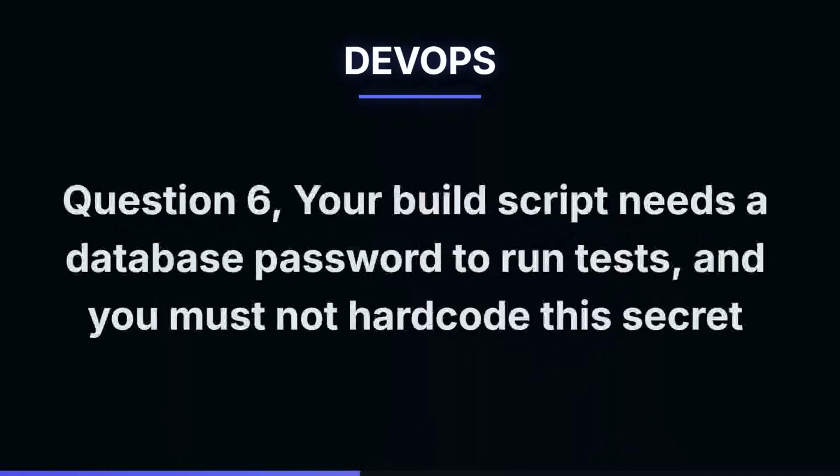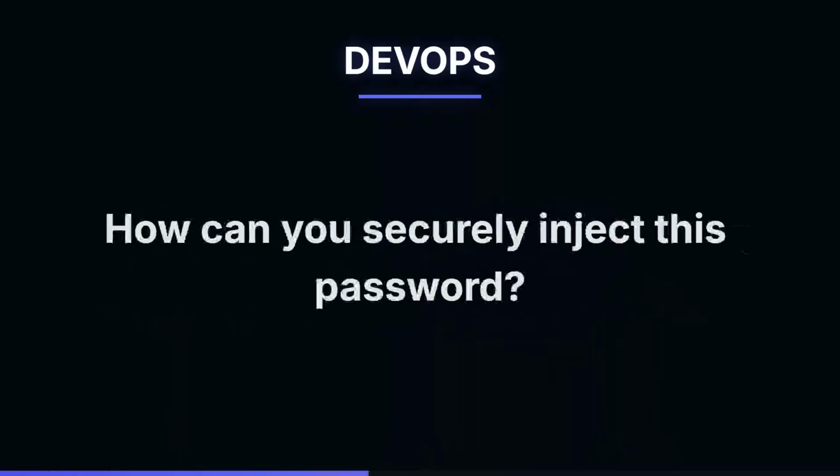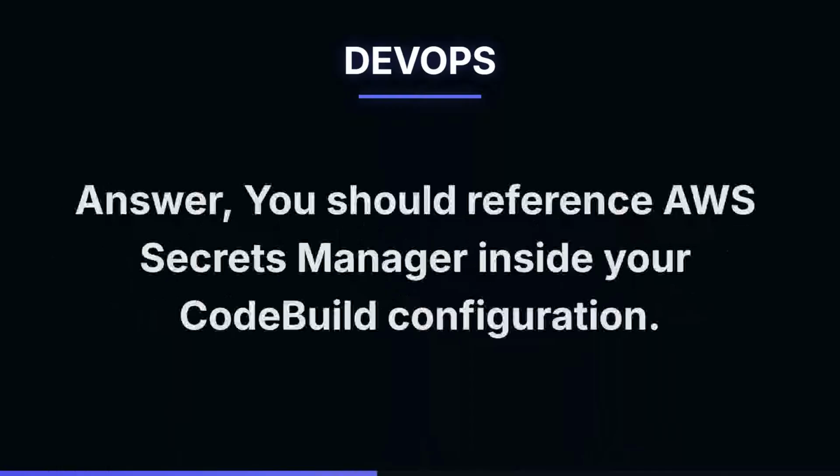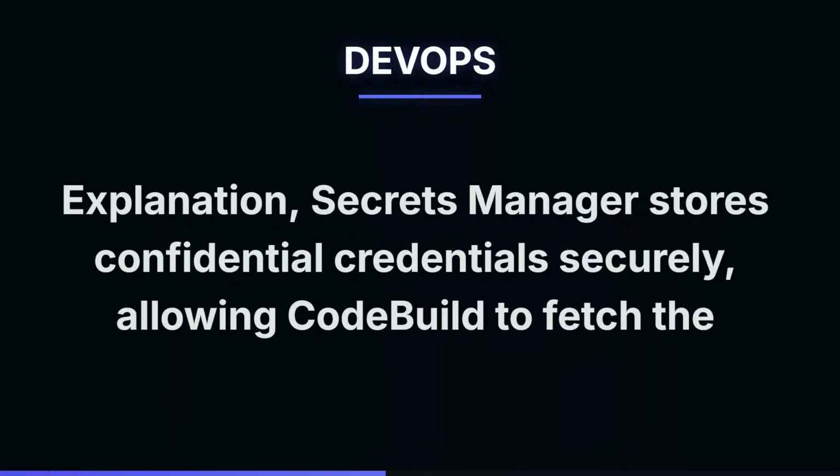Question 6. Your build script needs a database password to run tests, and you must not hardcode this secret inside the application code or the build configuration file. How can you securely inject this password? Answer: you should reference AWS Secrets Manager inside your CodeBuild configuration. Explanation: Secrets Manager stores confidential credentials securely, allowing CodeBuild to fetch the password during runtime without exposing it in plain text.